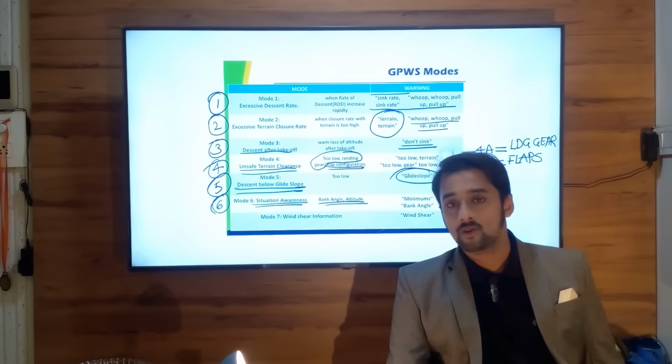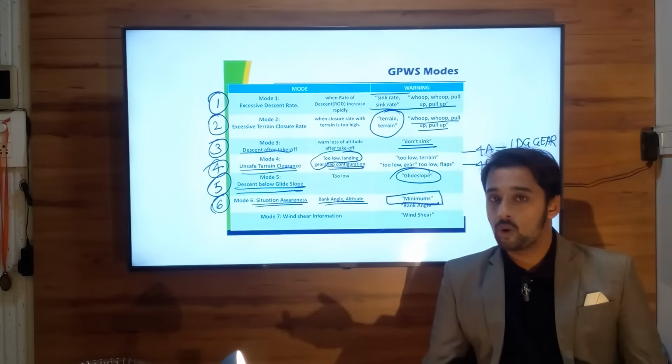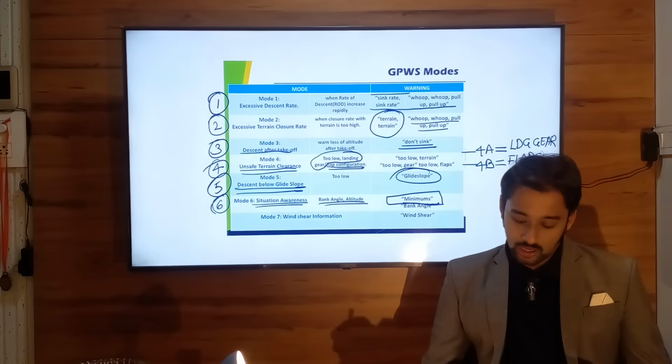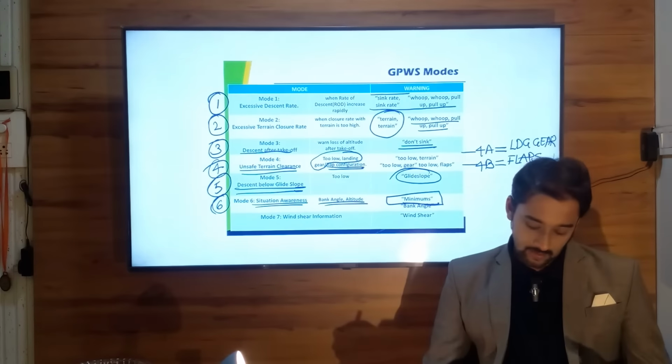Okay, so that means at that height or altitude, you are expected to make a decision to continue to land on that runway or to go around. So that is also output that is given by GPWS depending on the system that is installed in your aircraft.